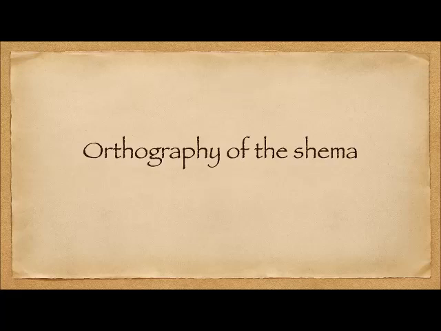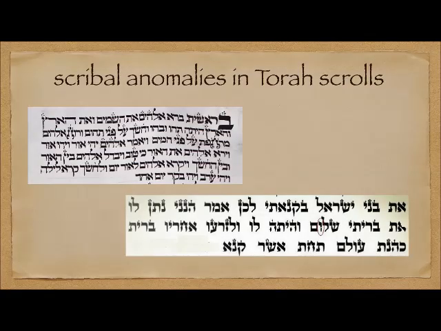So it can be about spelling, but it can also be about how the words are written, and that's what we're going to look at. You may have heard in the past that all Torah scrolls are exactly the same from beginning to end, and that's not exactly true. I think 99.9% of the words are the same, but there are little flourishes and differences which are not uniform across all scrolls.